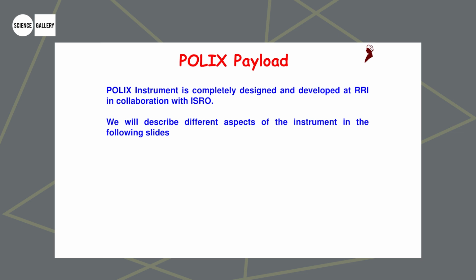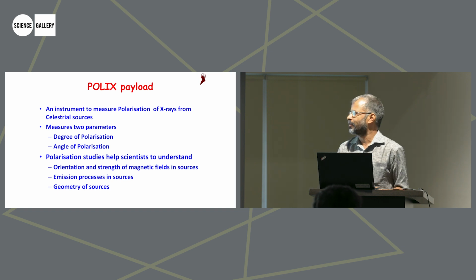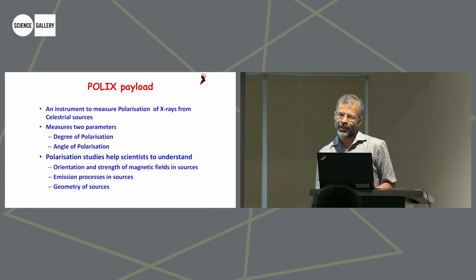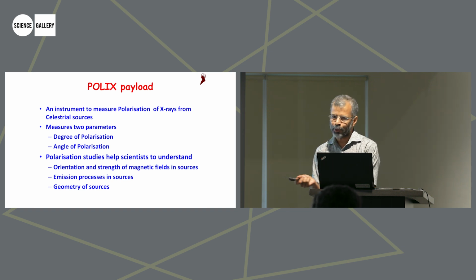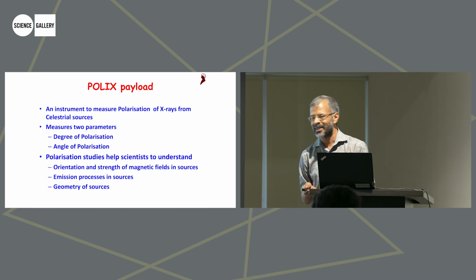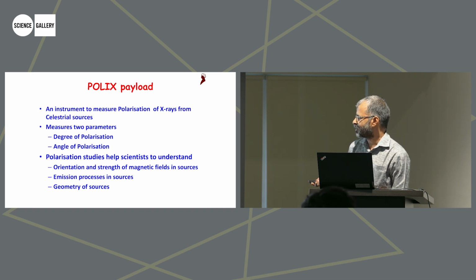So this was designed in collaboration with ISRO. It is completely developed at RRI, and we will be discussing different aspects of this design. This is an instrument to measure the polarization of X-rays from celestial sources, as I already mentioned. It measures the degree of polarization, meaning how many of the photons we receive are polarized, and the angle of polarization, the angle of the polarization of the incoming signal. These studies help scientists understand the orientation and strength of magnetic fields in sources, emission processes in sources, and the geometry of sources.